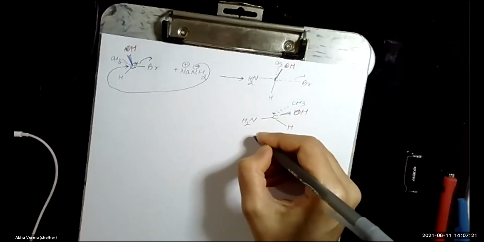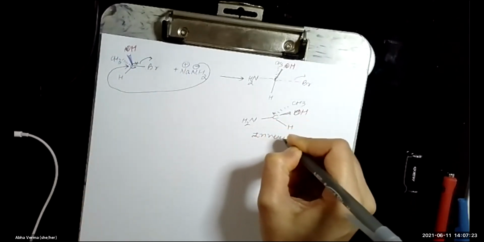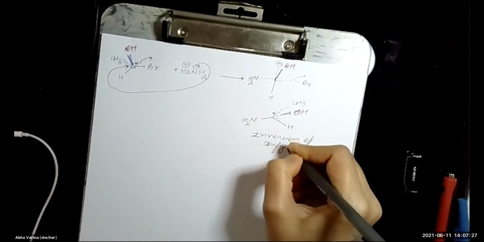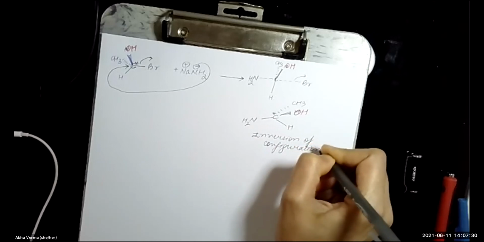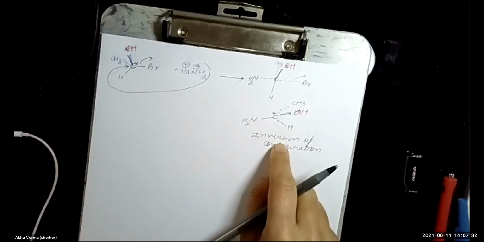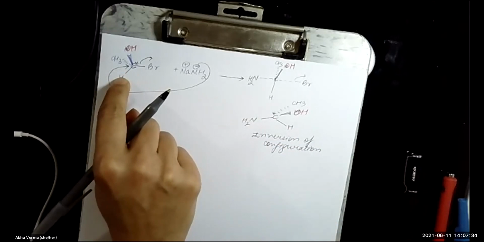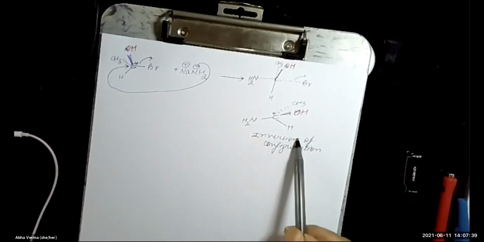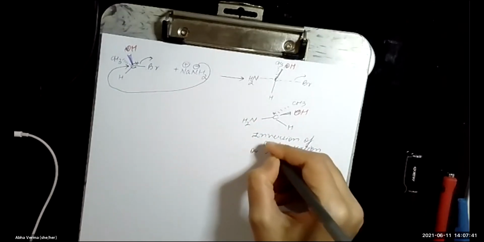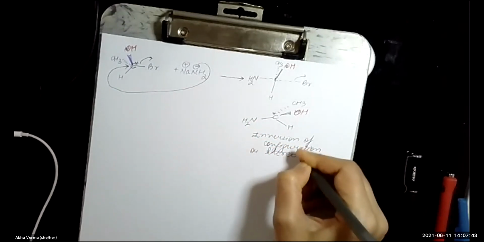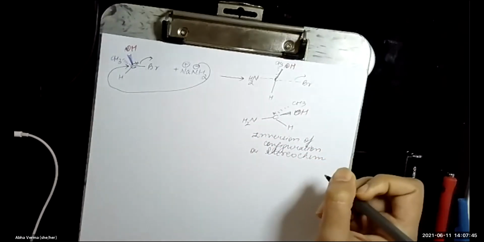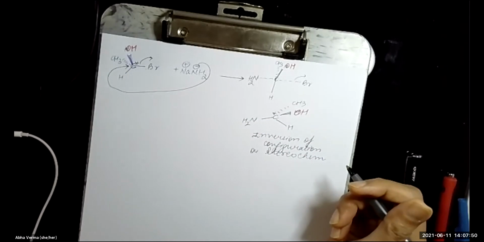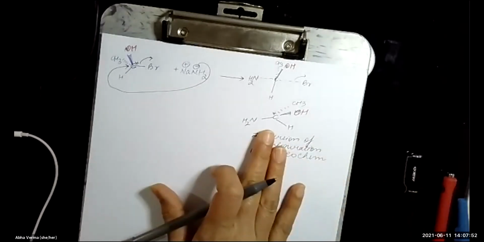So what we say is that an inversion of configuration has occurred. What does inversion of configuration mean? If this was R, now this is S. If this was S, now this is R. Completely opposite. Inversion of configuration, or stereochemistry, has occurred. Any questions on what I just did?